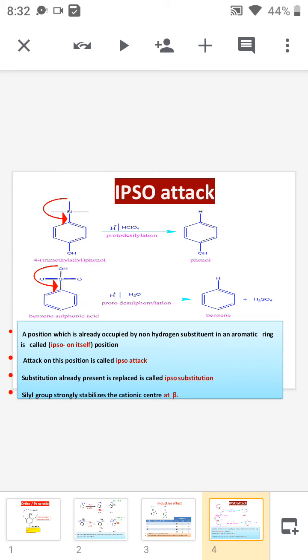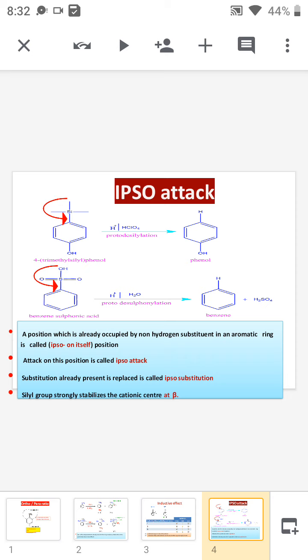See, in this example, the silyl group is acting as a strongly electron donating group, and it reaches the benzene ring. And here in the first example we have two substituents. One is the silyl group, the second one is the OH group. So when we compare these two groups, the silyl group is more activating, so that's why it has more influence on the benzene ring.